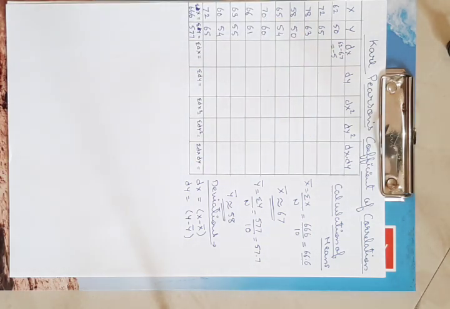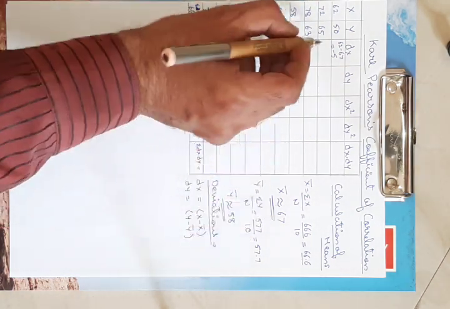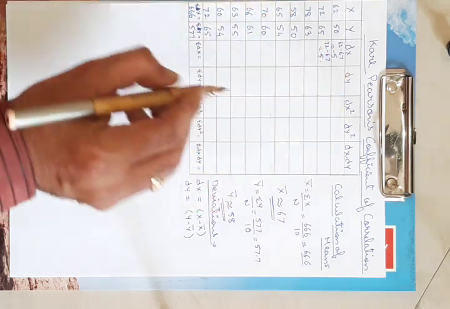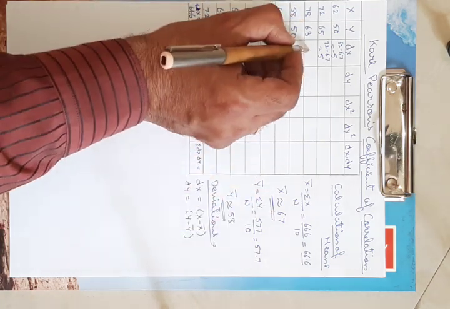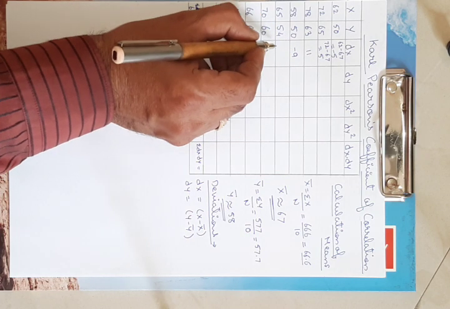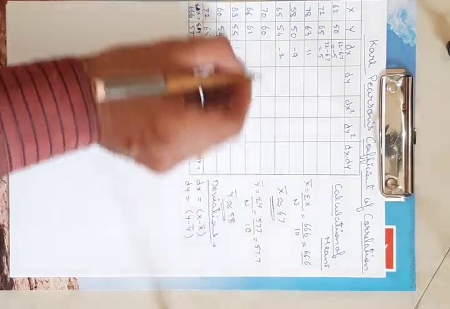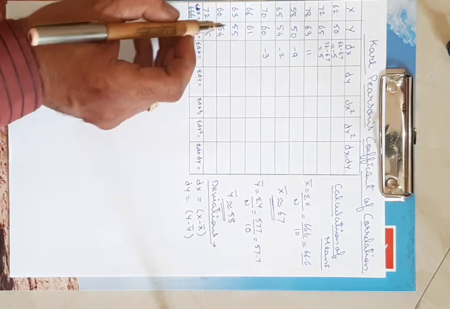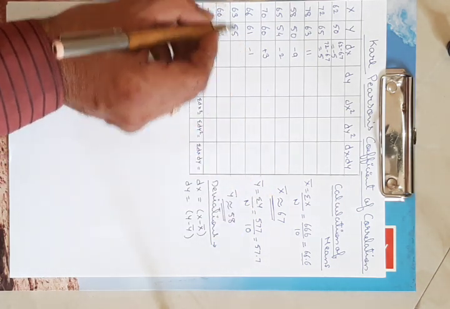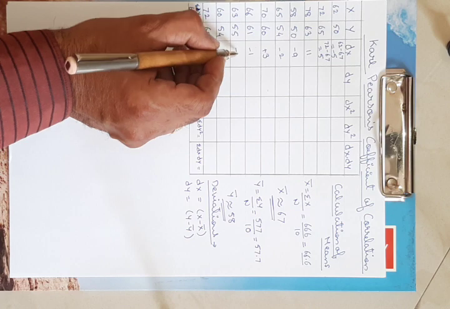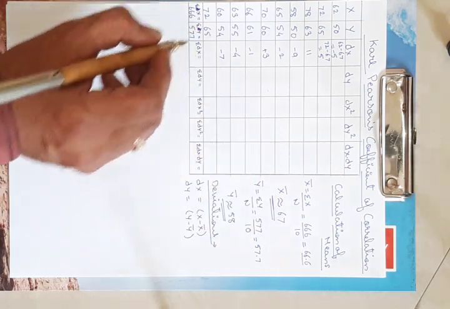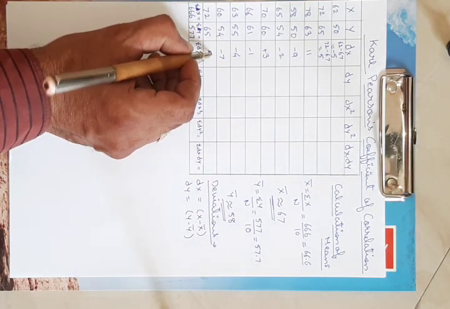Okay friends, I hope you have understood. Next is 72. 72 minus 67 comes out to be plus 5. Next, 78 minus 67 comes out to be 11. Next, 58 minus 67 is minus 9. Next, 65 minus 67, minus 2. 70 minus 67, sorry, this is plus 3. 66 minus 67 is minus 1. 63 minus 67 is minus 4. 60 minus 67, again minus 7. And 72 minus 67 comes out to be 5.